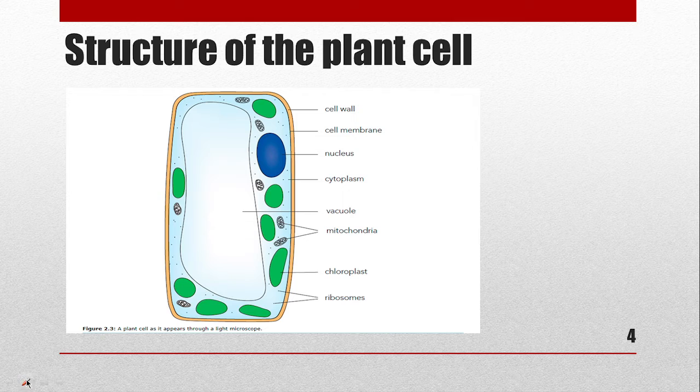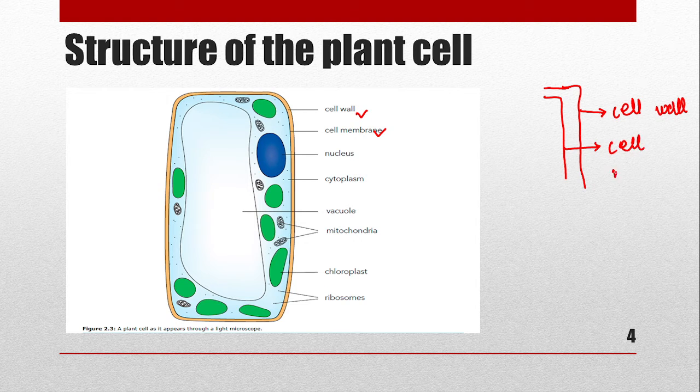In the structure of the plant cell, let's begin with the cell wall and cell membrane. One thing we must know is that, let me draw it. I'm just drawing a segment of it. So the one outside is our cell wall, and the one inside is our cell membrane. That's one thing we must always remember, and I'll talk about them in detail in the next slide.